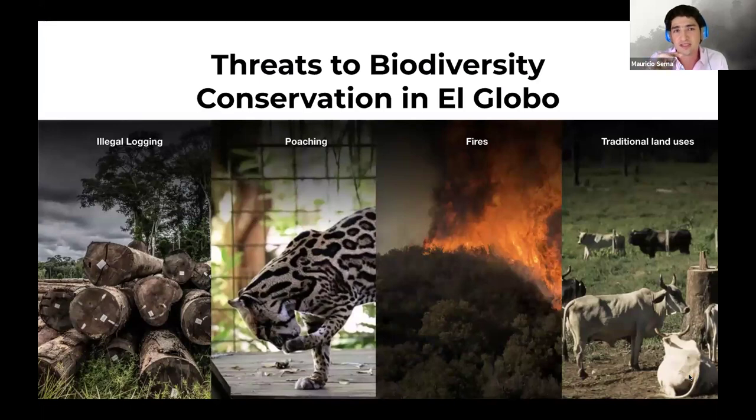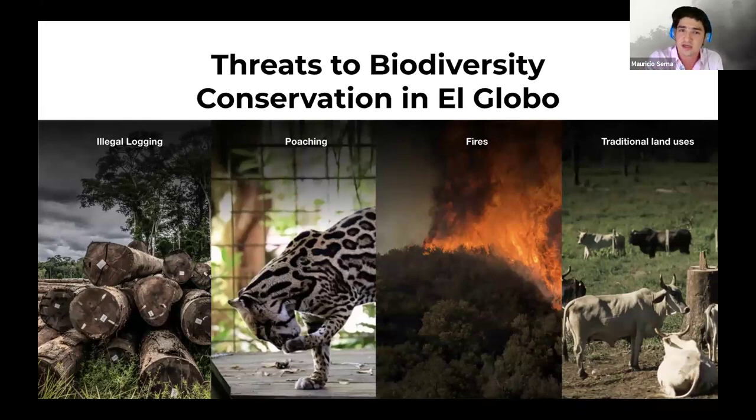So the Andes is being threatened, and El Globo has some threats to biodiversity conservation. One is illegal logging. There's a lot of illegal logging in the area because there's a specific palm that's really precious to build houses. I'm going to show it to you afterwards. Poaching, there's a lot of illegal poaching in the area, of the puma, for example, of birds and of different wildcats.